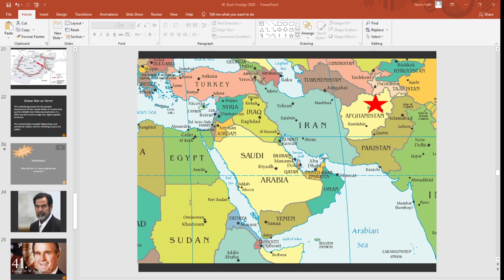What country was housing the Taliban? So we just went over that. Just went over number three. What country was housing the Taliban? Where were the Taliban located? Which country?